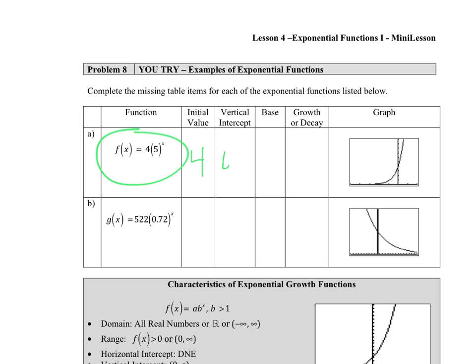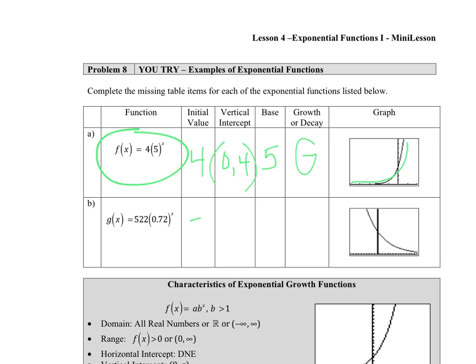So the vertical intercept is (0, 4), because your initial value is always where it crosses your y-axis. Your base, or your growth factor, is 5. And since your growth factor is bigger than 1, this is exponential growth. I'm just going to put a G for growth. And we can see that it's growing because it's increasing from left to right.